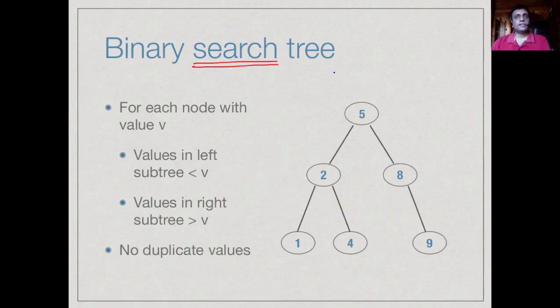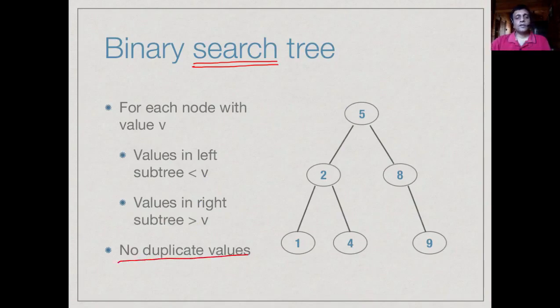So in a binary search tree, the binary tree could have an arbitrary structure, but the values are arranged in a specific way. For each node with a value v, all the nodes below v that are smaller than v are in the left subtree, and all the values bigger than v are in the right subtree. Okay, and we will assume that there are no duplicate values.